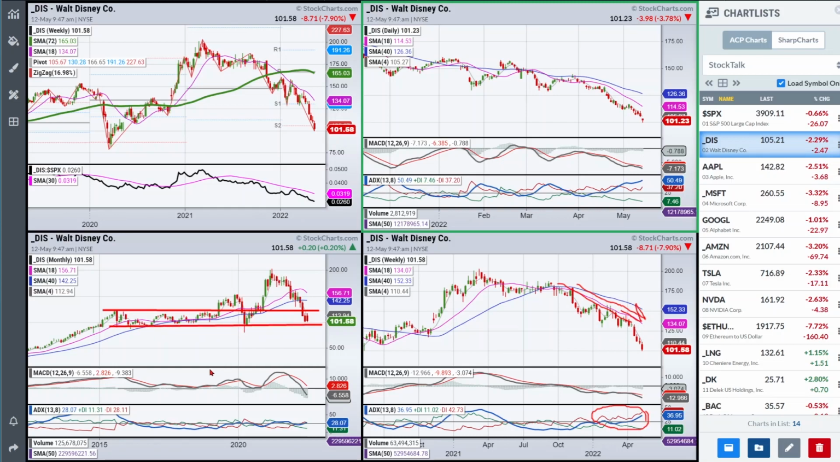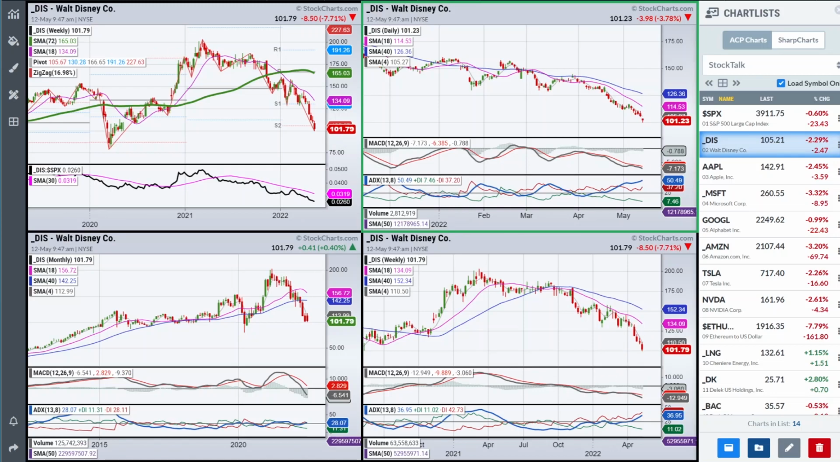We're getting pretty close. Now, that doesn't mean that you want to go diving in and buying the moment this hits this 100 level. But I think you should be more on the lookout for some type of a rally back, because look at how far away we've gotten from the 18-week. We're getting far away from the 18-day.